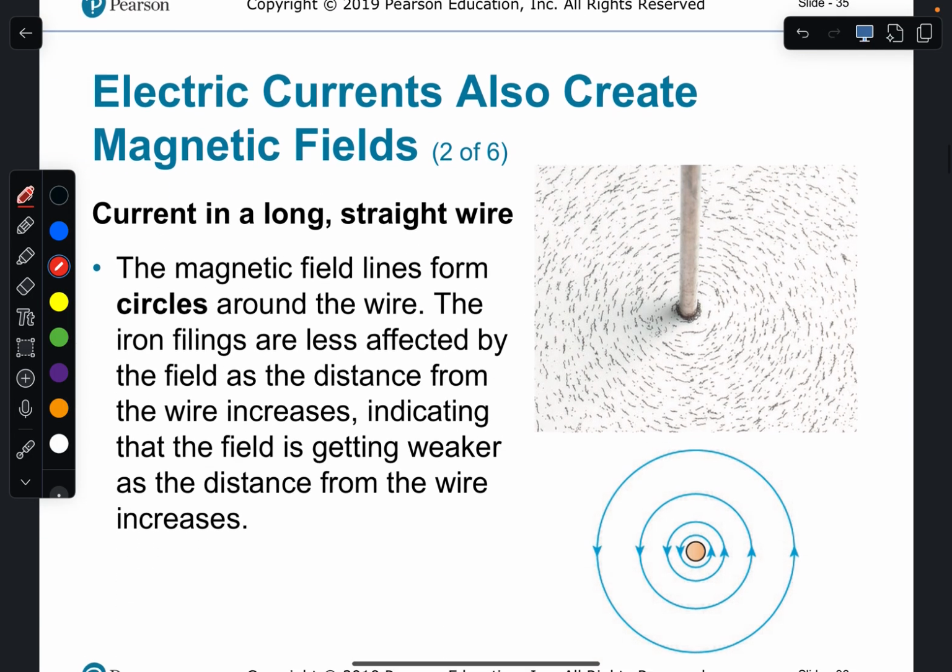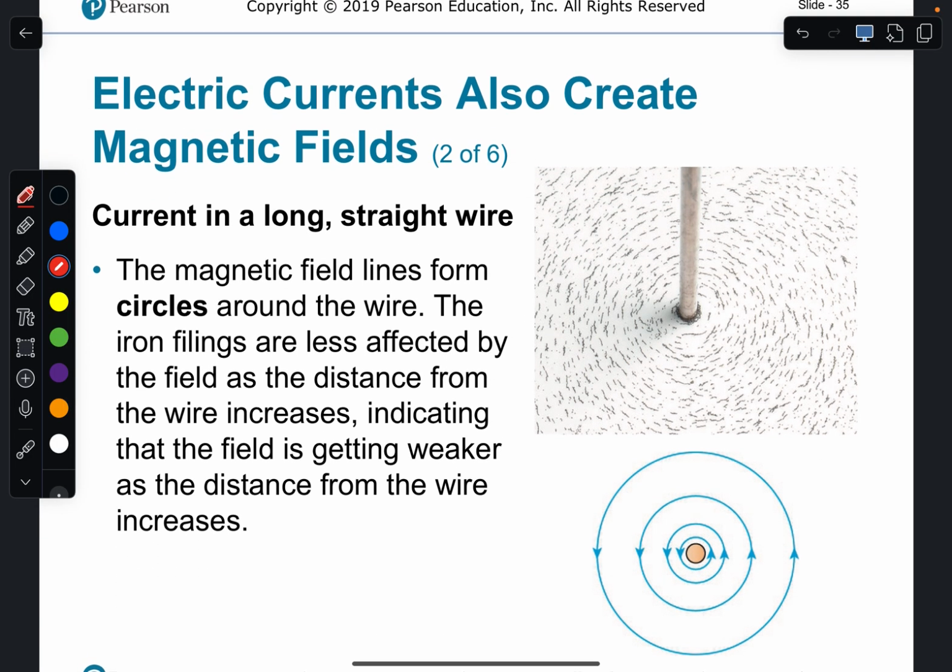The first configuration we're going to look at is the very simple one. You just have a long, straight wire with current flowing through it. Okay? So I have a wire. I have it hooked up to the wall, right? One is the positive terminal, one is the negative terminal, and there's current flowing through. The question is, what is the magnitude and direction of the magnetic field created by that current?